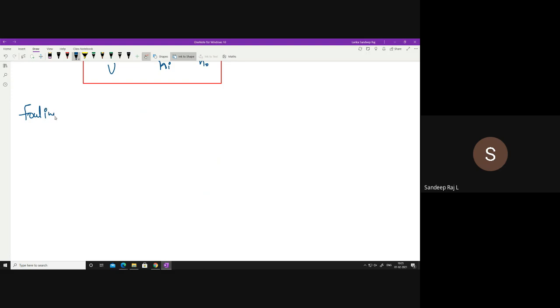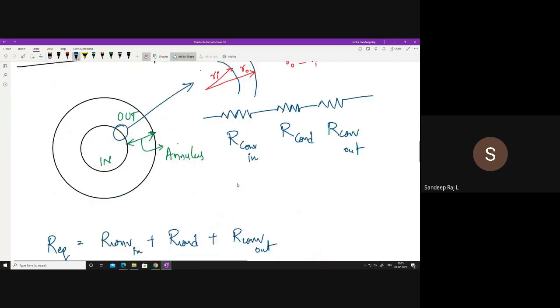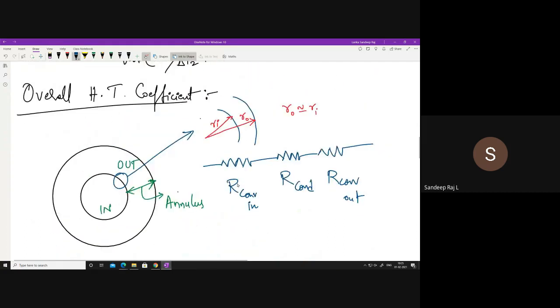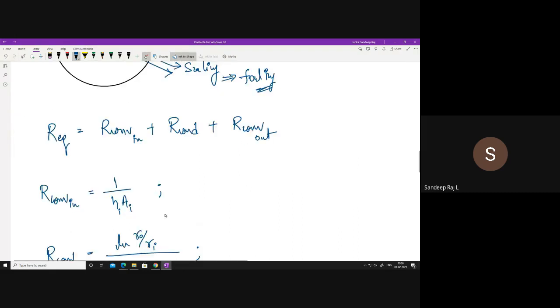Okay, fouling means what? As the water is flowing for so many days on the given tube, there is a formation of scaling. Scaling can be formed here, here, and here also. This scaling will result in something called a fouling resistance. So this will offer one more resistance.